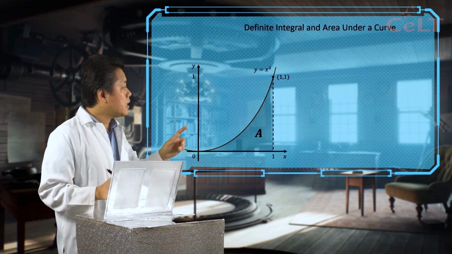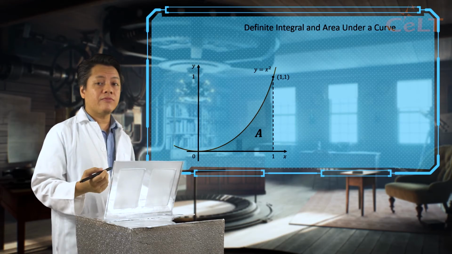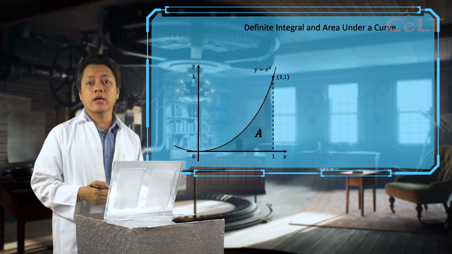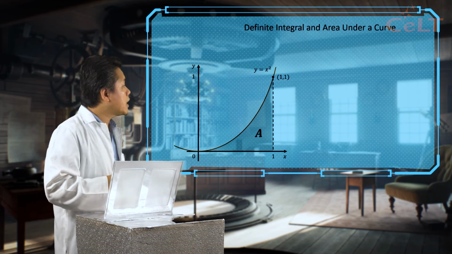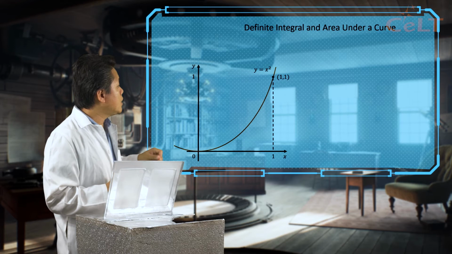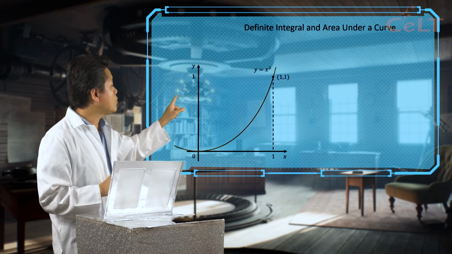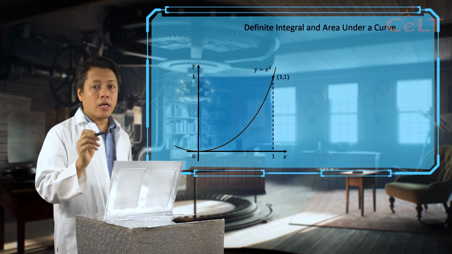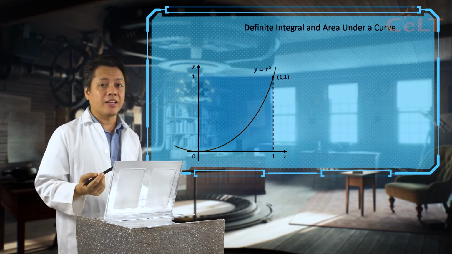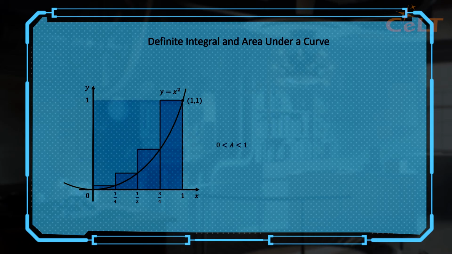Now we want to look into definite integral and the area below the curve. On the screen right now, we have a simple parabolic function y is equal to x squared, and we want to find out the area below that curve between x equal to 0 and x equal to 1, and we name it as A. We will approximate the area below the curve by dividing it into a number of rectangles.